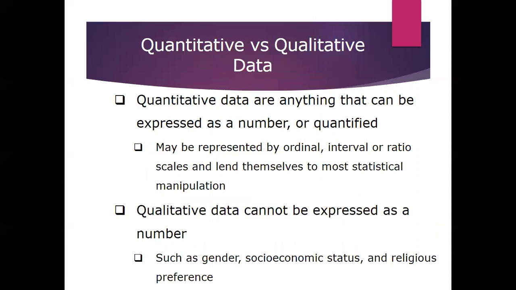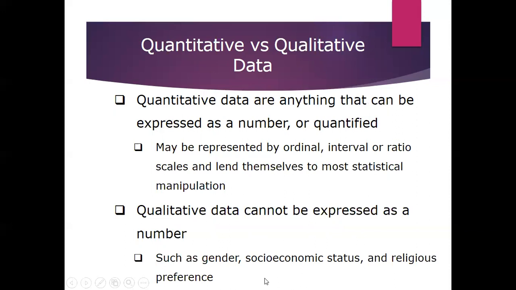So quantitative data is anything that can be expressed as a number or quantified. It can be expressed as ordinal data, in order, ranking, etc. Intervals, for example, some typical intervals would be like population groups, temperature intervals, things of that nature. Or then we also have our ratio scales, representing variations in magnitude. All right, these are just some examples of types of statistical data that can be measured. And it lends itself well to statistical manipulation.